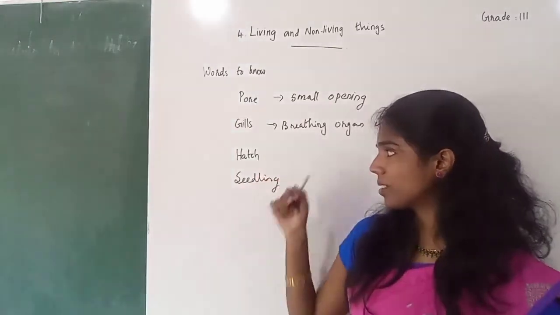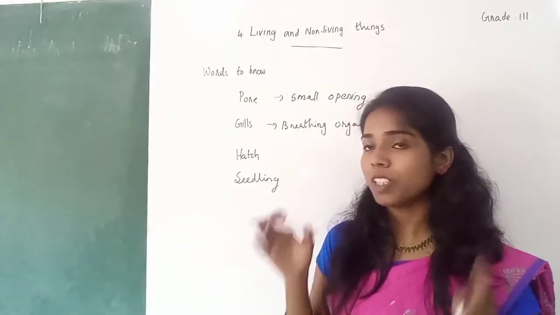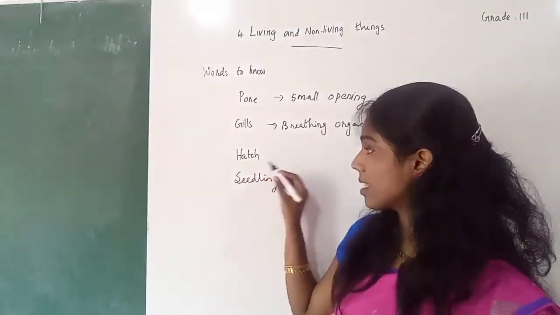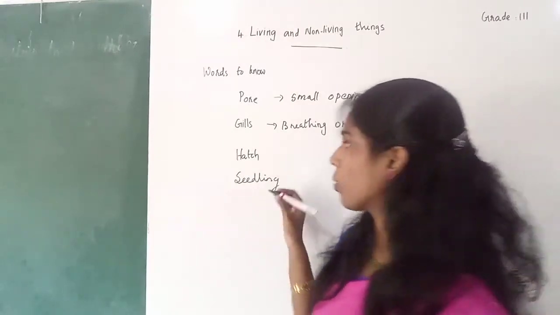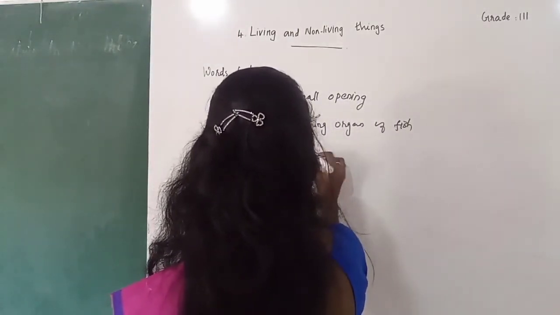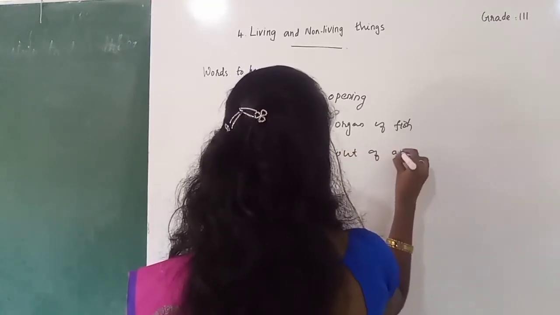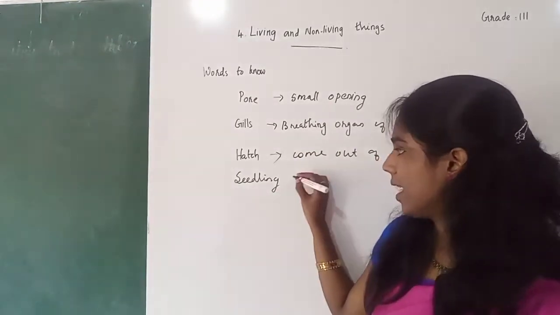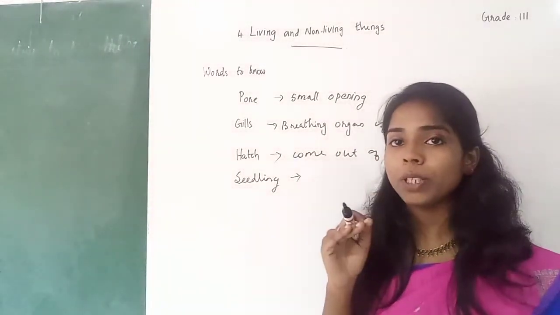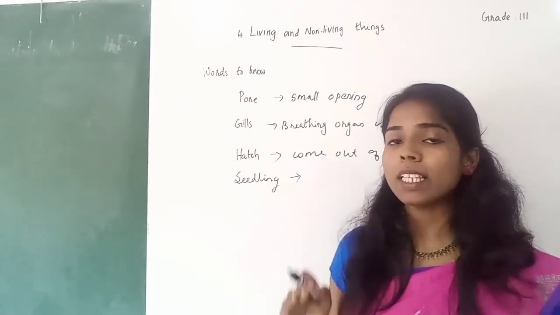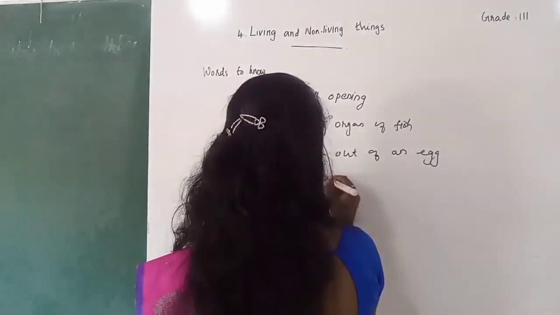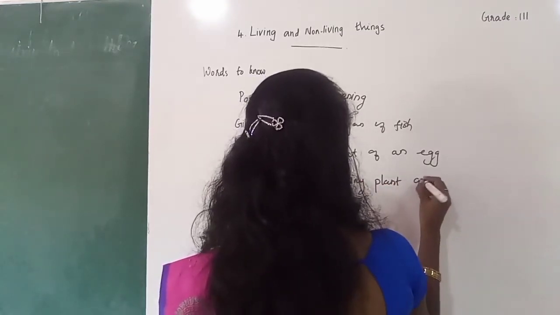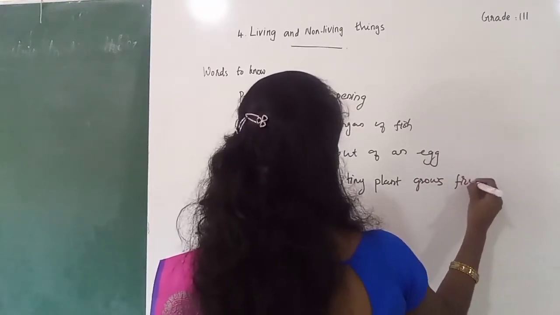Next, hatch. This is a process in which the young one comes out of an egg, right? That process is called hatching. Okay. Next, seedling. A new tiny plant which grows from a seed.